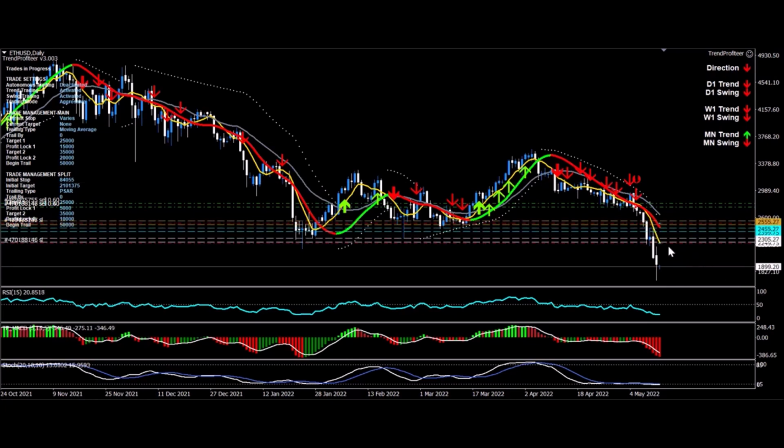I'm going to continue to trail the trade on the trailing methodologies that it's set up on. And Trend Profiteer has several different trailing methodologies after the delayed move profit lock targets are hit. So whatever happens, my profits are locked in, and that's the way it goes in trading. Always lock in your profits.